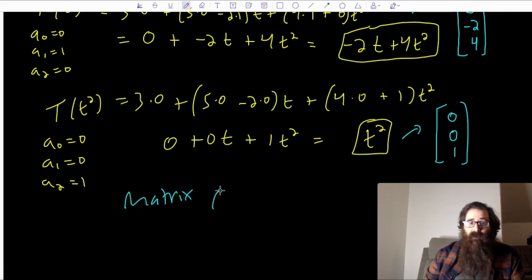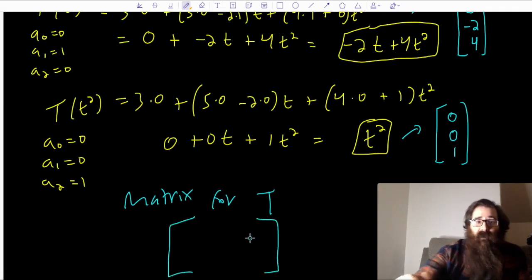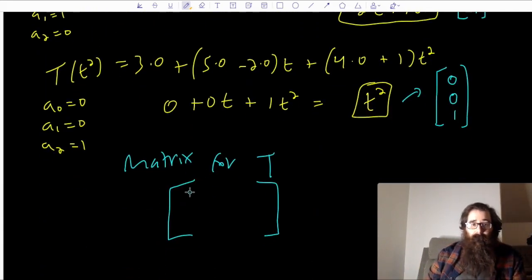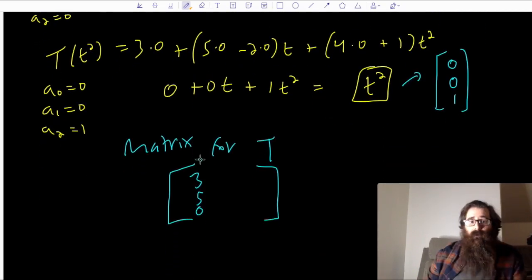And we can say the matrix for transformation T, I can build this matrix just taking these vectors to be columns. My first column should be 3, 5, 0. My second column should be 0, negative 2, 4.